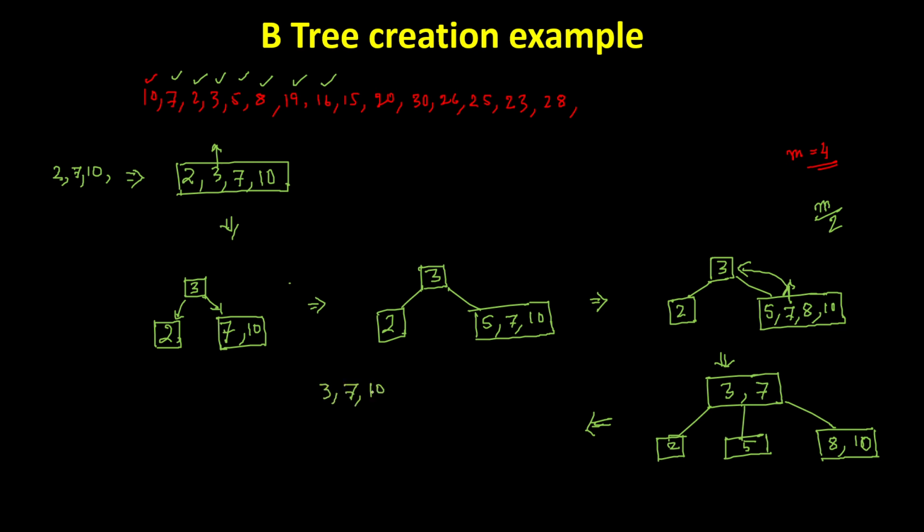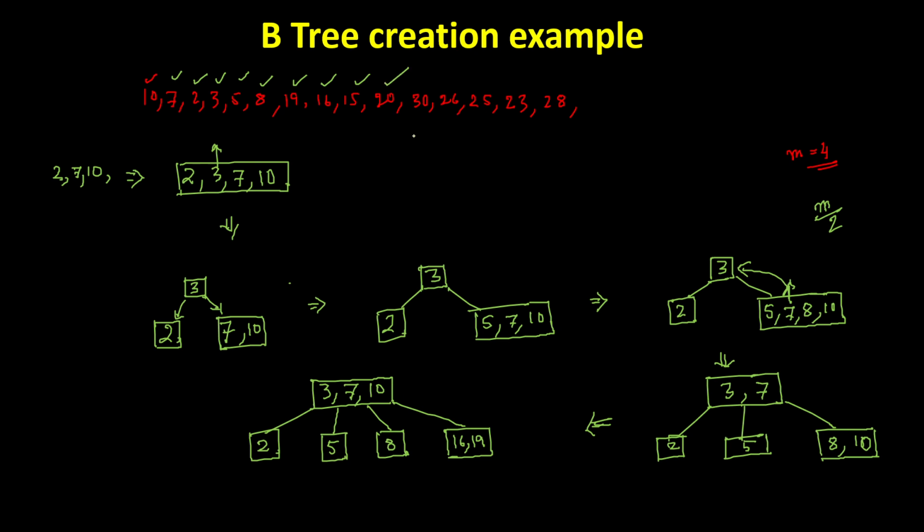3, 7 and 10 will join here, and the left side of 3 will have this side. 5, this side we have 8 only, since 10 will join within 7 and 10. And in the right side of 10 we will have 16 and 19, right? And then next come 15 and 20.